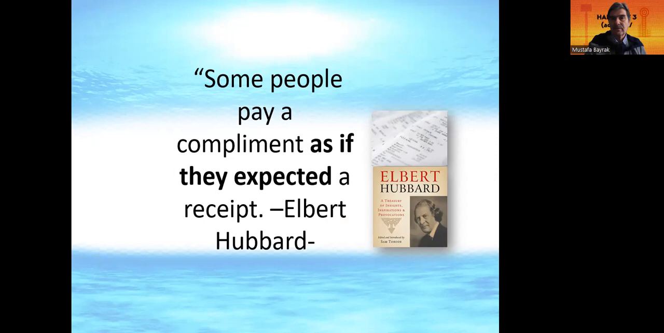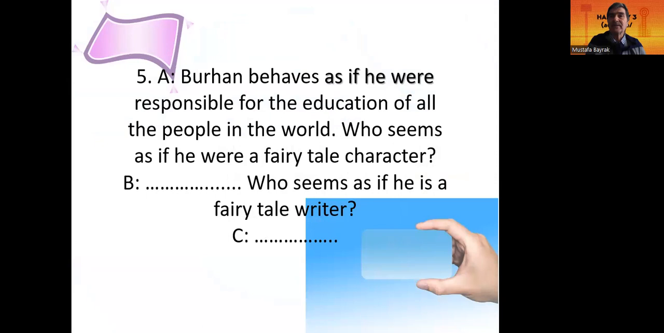Five, Burhan behaves as if he were responsible. Burhan behaves as if he saw. Burhan behaves as if he expected. Burhan behaves as if he wrote a masterpiece. Burhan behaves as if he were responsible for the education of all the people in the world. Is this possible? Because it is impossible, we say as if he were responsible for the education of all the people in the world.